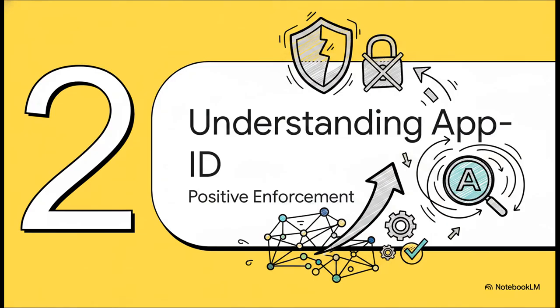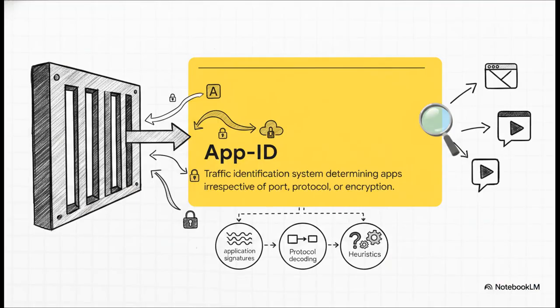Moving on to Section 2, Understanding App ID. This is where we talk about the positive enforcement model and really the hero technology of this whole explainer. Okay, so what actually is App ID? The crucial takeaway here is that the very second traffic hits the firewall, App ID springs into action. It will even decrypt traffic if it has to.